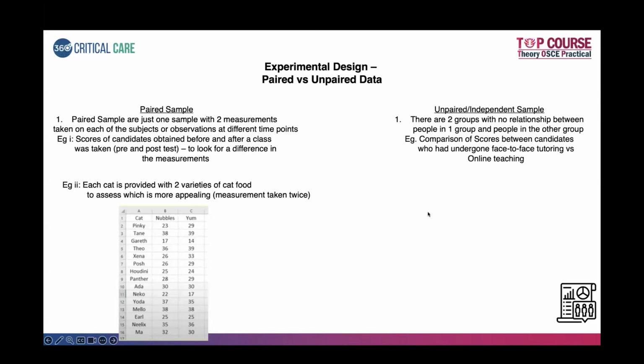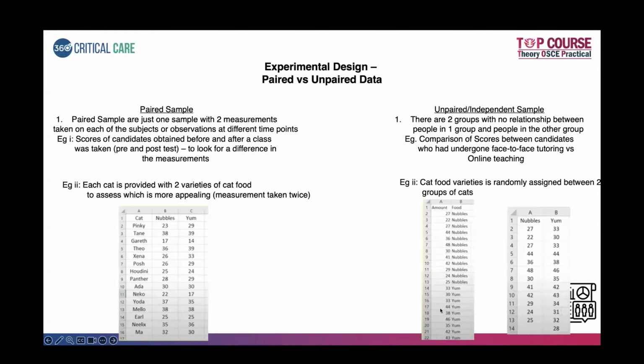Whereas for unpaired or independent samples, there are two groups with no relationships between people in one group and people in the other group. Example, comparison of scores between candidates who have gone for face-to-face tutoring versus online teaching. Or cat food varieties assigned between two groups of cats and assessing for palatability.